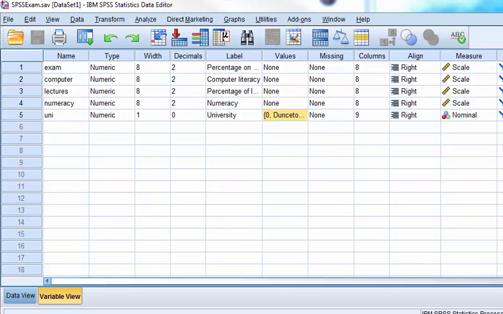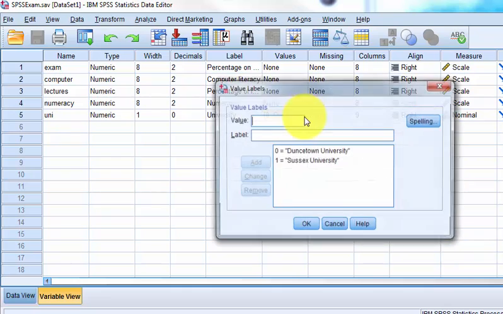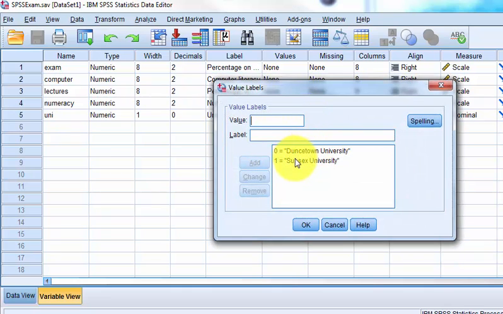Independent t-test. This is what you're going to be tested on. You've got to know that for an independent t-test you have to have one IV with two groups, and that's going to be our university, where 0 represents Dunstown students and 1 represents Sussex students. Remember, that is your grouping IV.